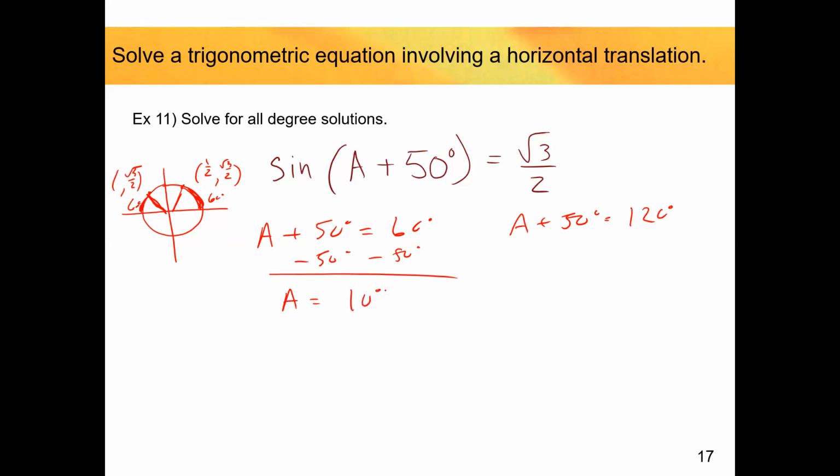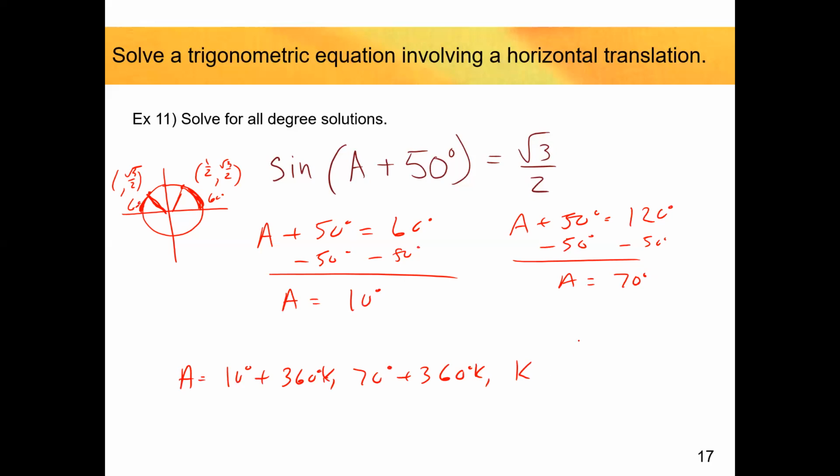10 degrees? Over here, 50 degrees. I got an a value of 70 degrees now. That's cool. I think I'm good. So here's my answer. My answer for a is that all of them would be 10 degrees plus 360 degrees K, 70 degrees plus 360 degrees K, where K is an integer.